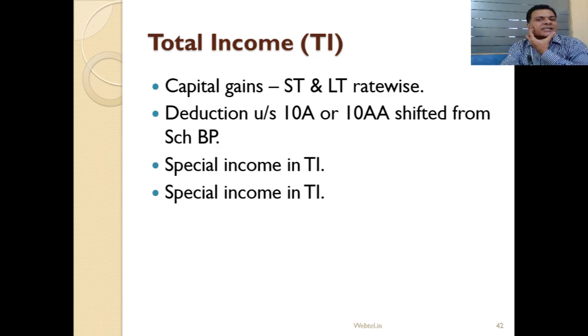Then deduction under section 10A or 10AA in the case of SEZ or free trade zone, etc., that has been shifted from schedule BP to TI. Please note that change. Then special income in TI, they are asking 2 times. Probably they want to ensure that you are giving the correct figure, so they are asking it twice. So please give this information twice.